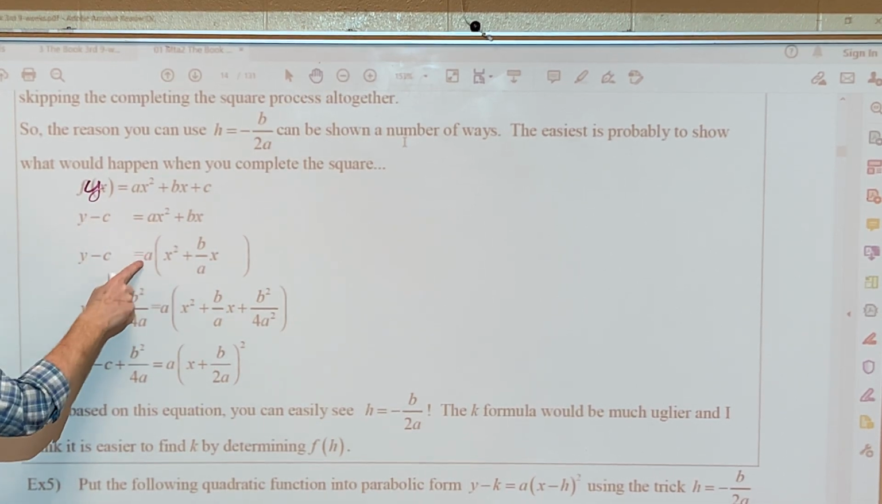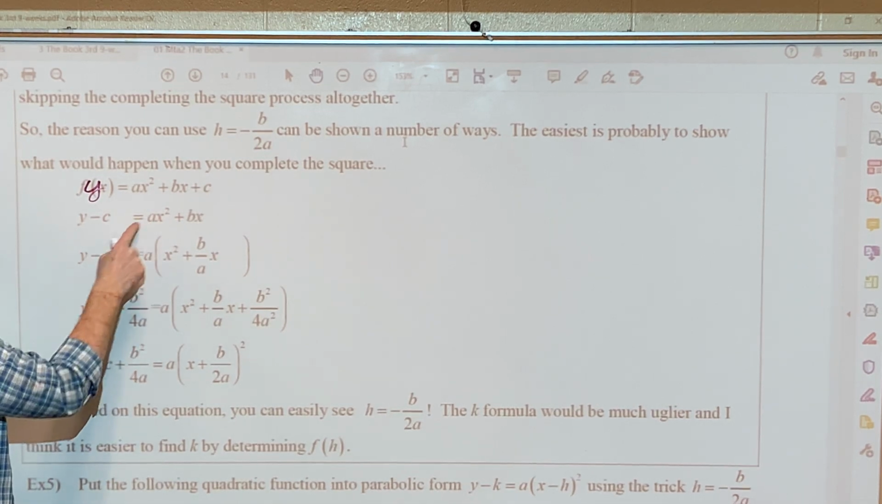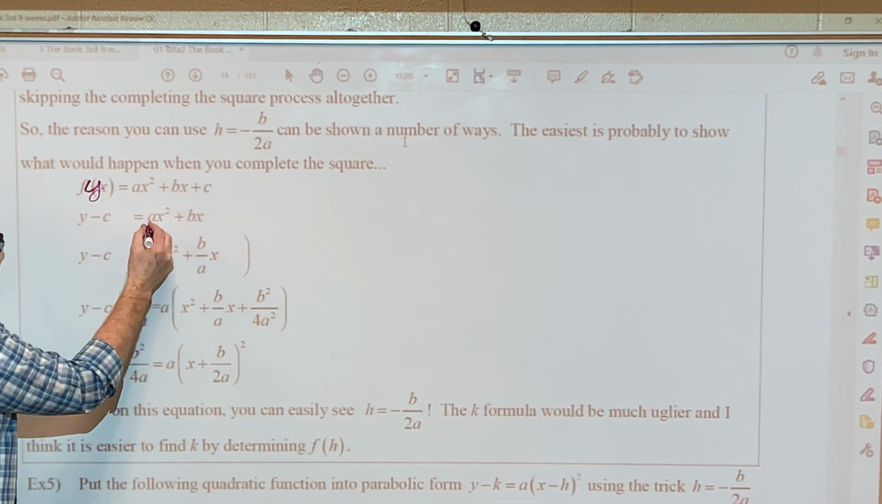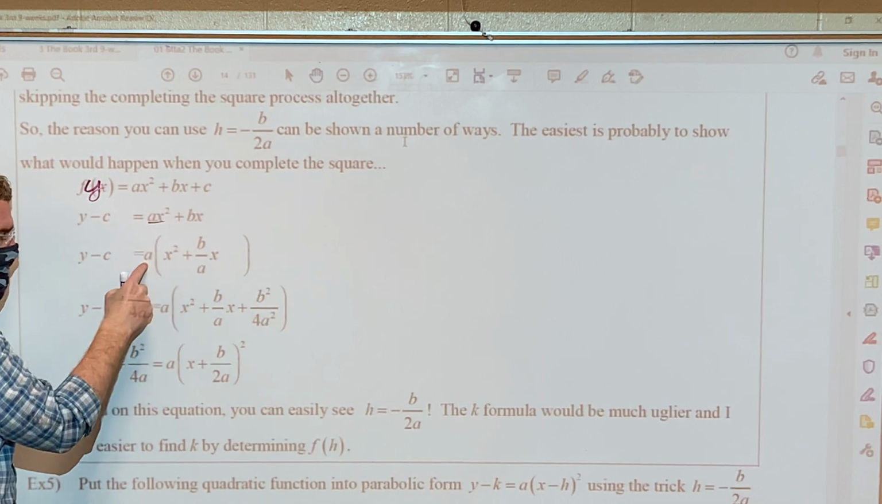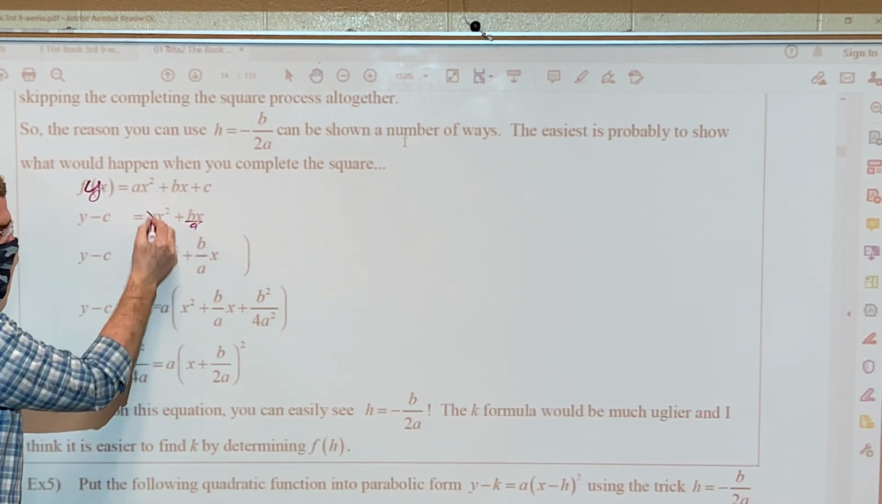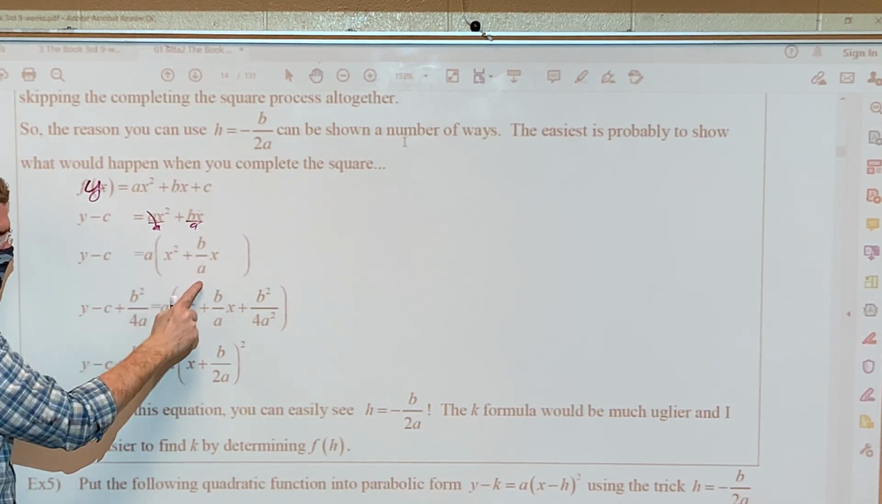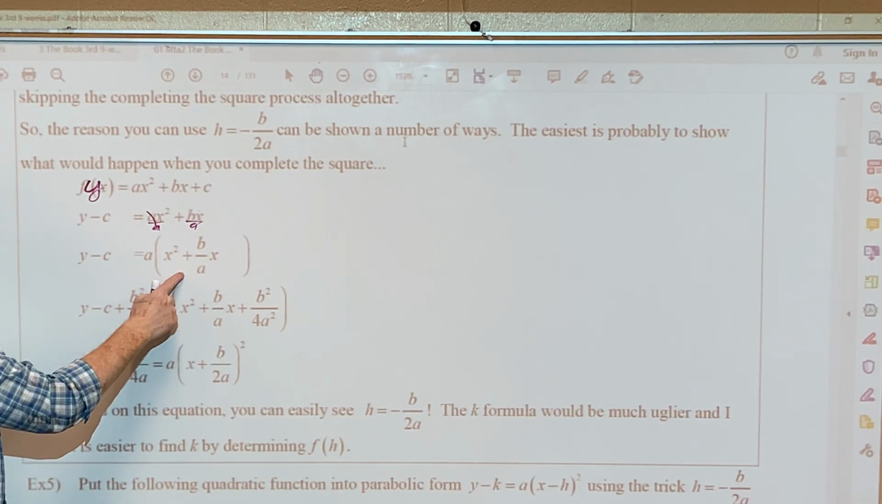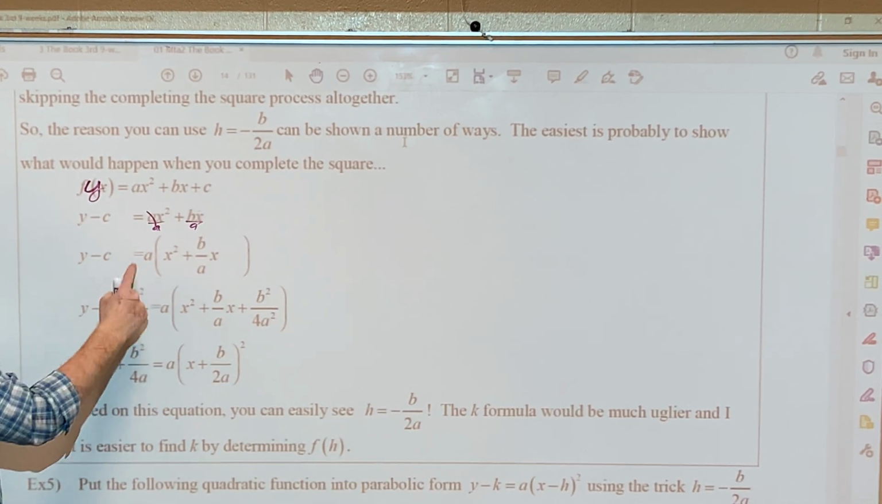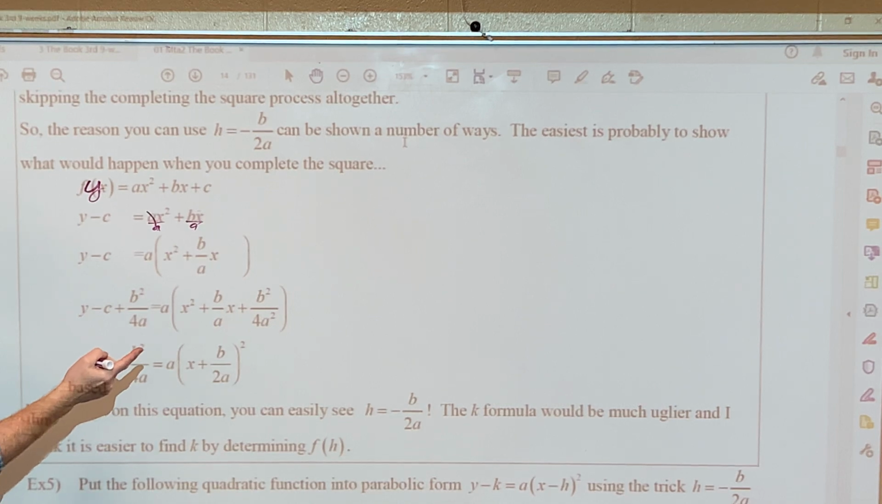I'm going to factor the a out. We just said that dividing an a out is the same thing as factoring it out and then dividing it here. And that gives me x squared plus bx over a, right? Yes? Again, you're not going to have to do all of this, I'm just showing it to you. Then how would I complete the square?